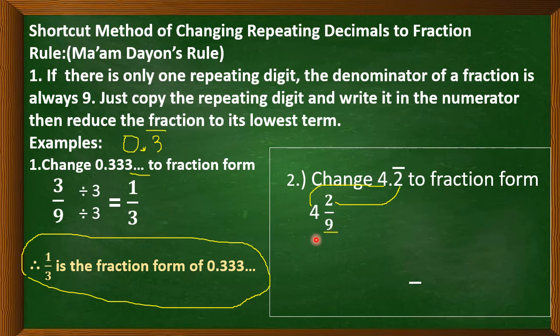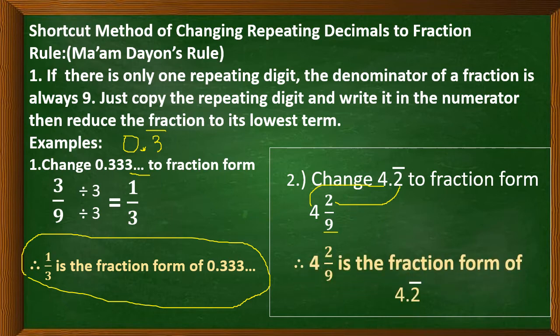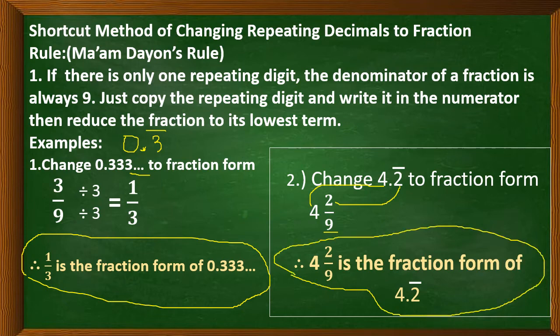So we have 4 and 2 over 9. Now let's inspect the fraction part, 2 over 9. Is 2 over 9 in the lowest term, or can it still be reduced? 2 over 9 is already in the lowest term because there is no common factor between 2 and 9 except 1. So no need to reduce. Therefore, 4 and 2 over 9 is the fraction form of 4.2 repeating.